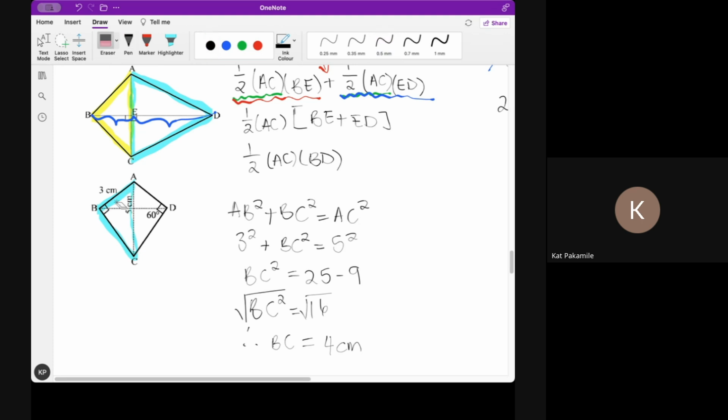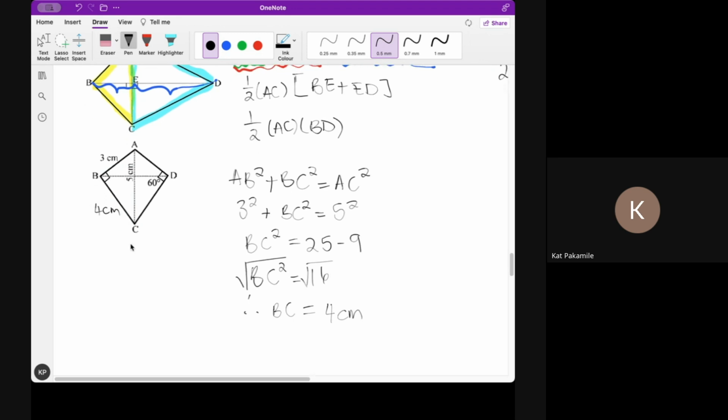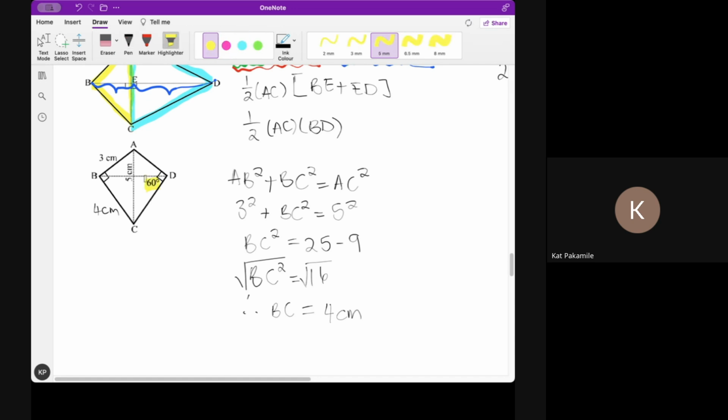Great. Now is BC going to help us? We were definitely supposed to find BC. But how is that going to help us find BD? And remember what I said? They never give us a piece of information that we're not going to use. There's a reason they gave us this guy. Someone said BC is equal to DC. That's true, 4 centimeters. But DC doesn't help us still find BD. Right? But why did they put that 60 there? What type of triangle is BCD?